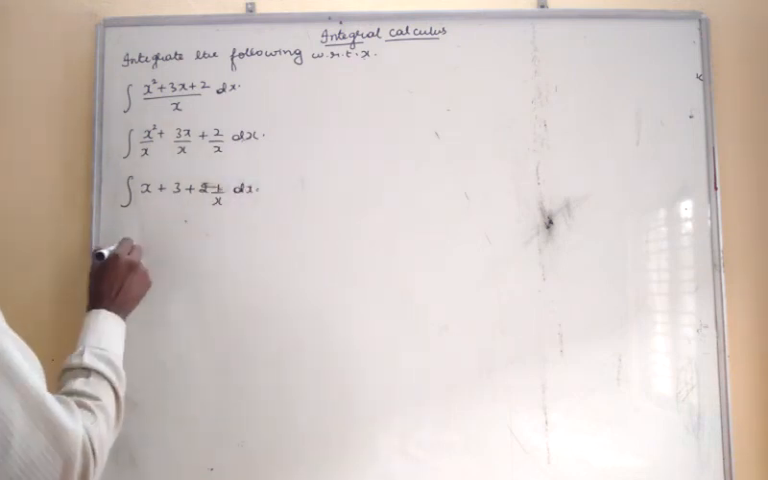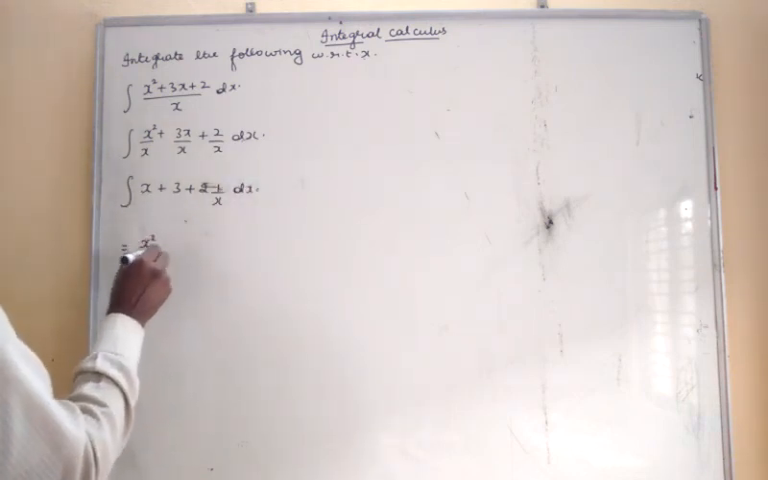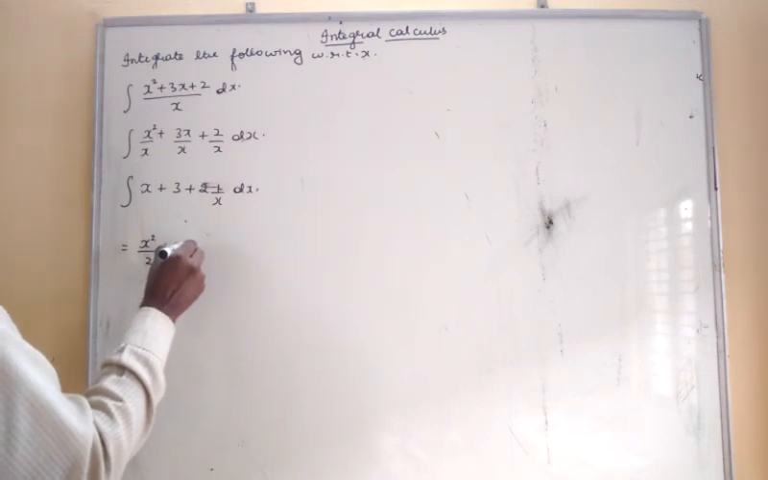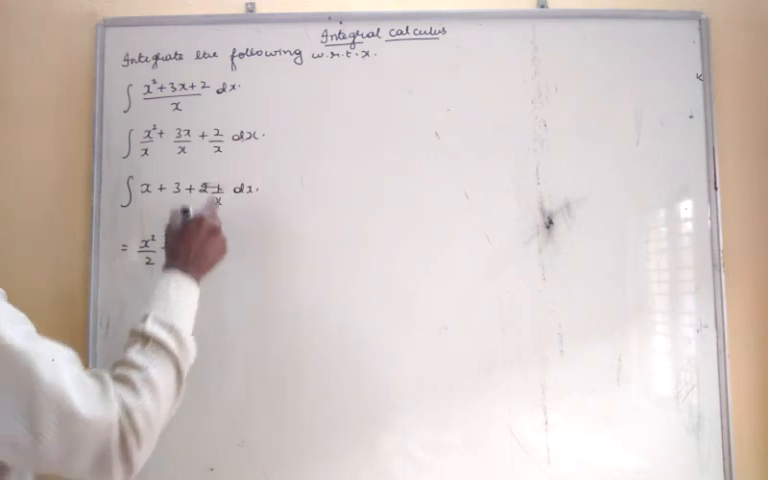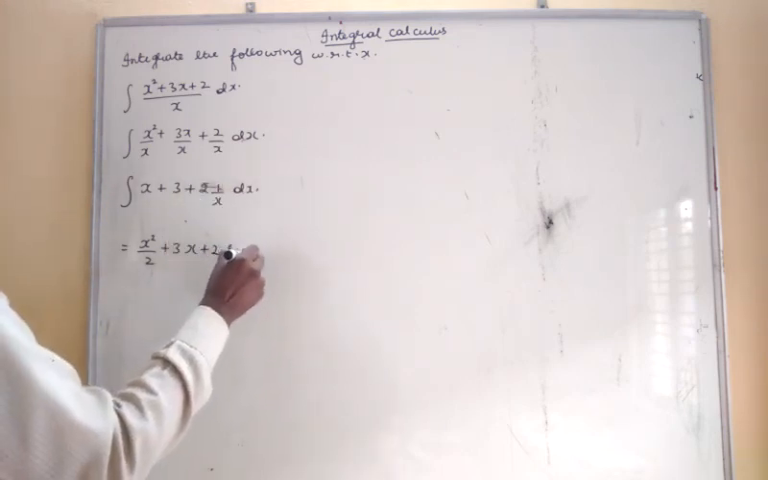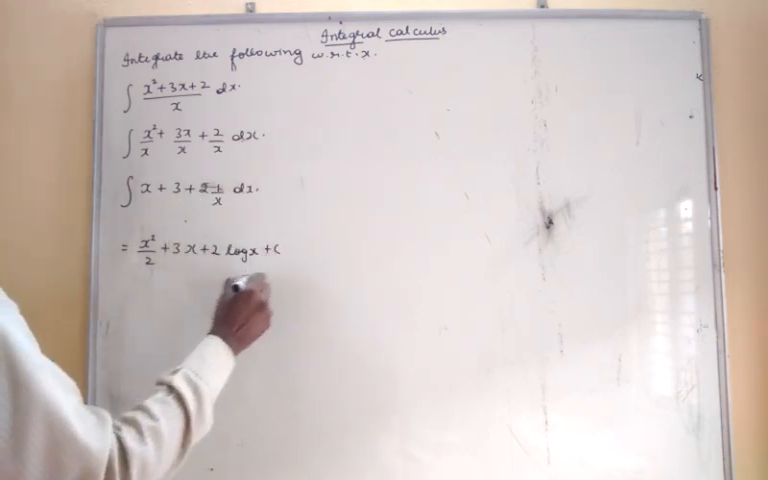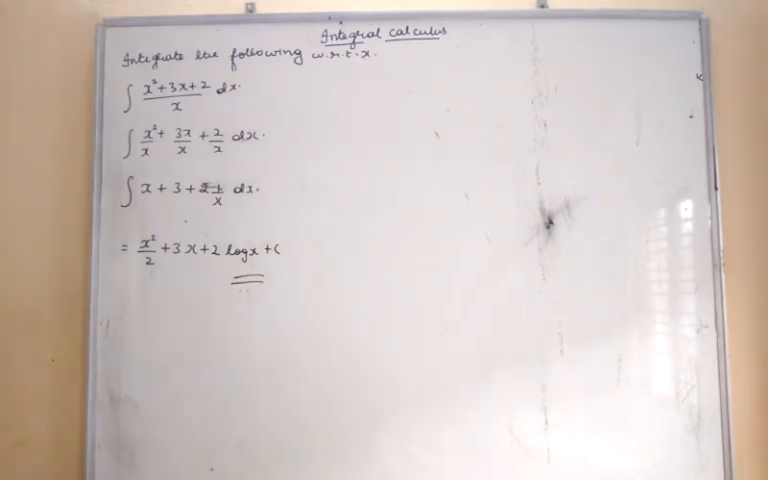Now let us integrate here. x integration is x square by 2. 3 is a constant, then nothing is there, means 1. 1 integration is x, plus 2, and 1 by x integration is log x plus c. So this is the answer.